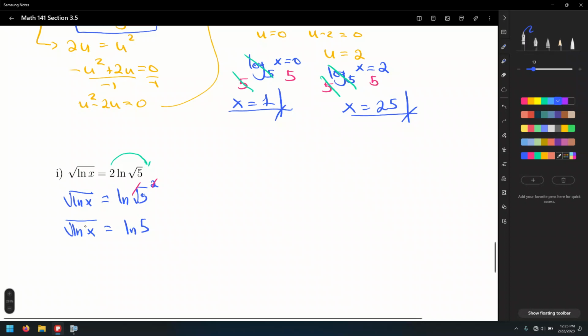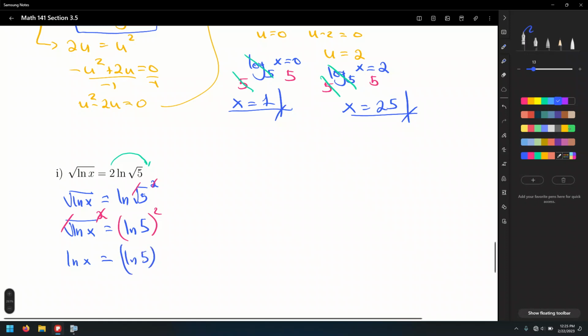Well, we want to get x by itself. How about we square both sides to get rid of the radical here? So if we square one side, square the other side as well. So that's going to be ln of x equals ln of 5 squared, which is just ln of 5 squared.